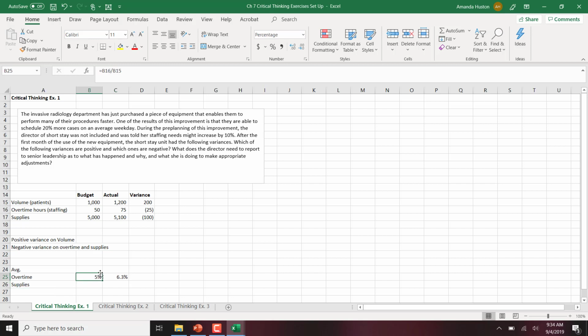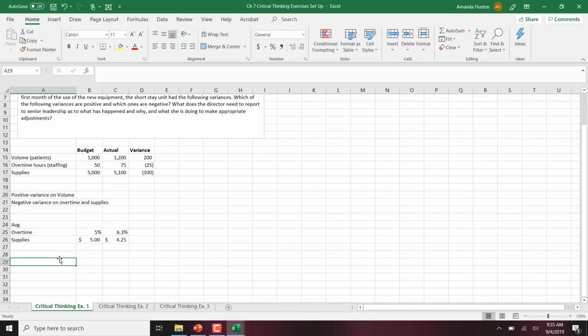So we actually were not efficient in our overtime hours. There could be many reasons for that. Let's see about supplies. Our supplies divided by the hours is basically $5 per patient. If I take this, we ended up only spending $4.25. So my explanation, without further information, would say that the variance on overtime was not efficient. We did not gain efficiencies in overtime, but we did on the use of supplies based on this new equipment.